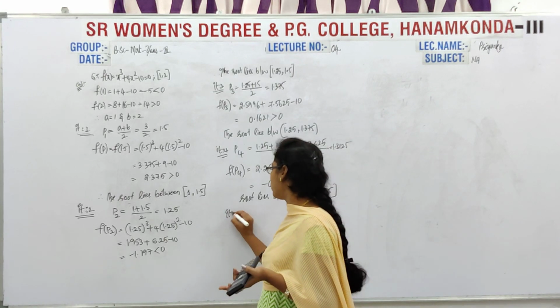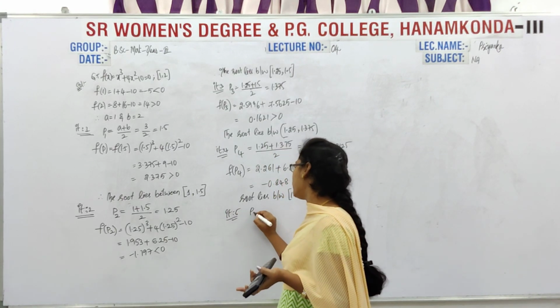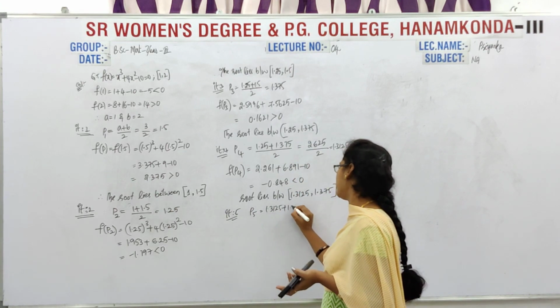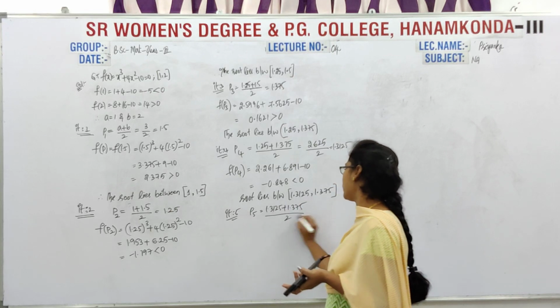So now again we have to go for iteration number 5. Now P5 is equal to (1.3125 + 1.375)/2. Now calculate.